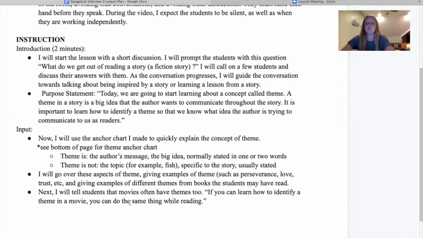For the introduction of the lesson, I would start with a short discussion. I would ask the students, what do we get out of reading a fiction story? I would call on a few students, and this activity would mainly be to pique their interest and get them thinking about why they read a story. As the conversation continued, I would make sure it progressed towards learning something from a story, trying to figure out why an author might write a story, or being inspired by a lesson from a story.